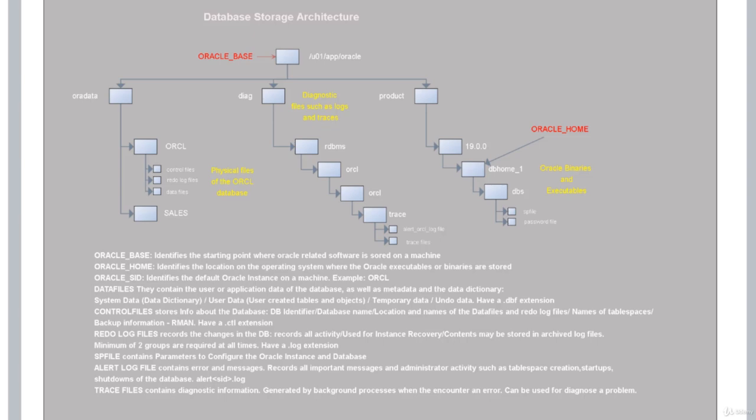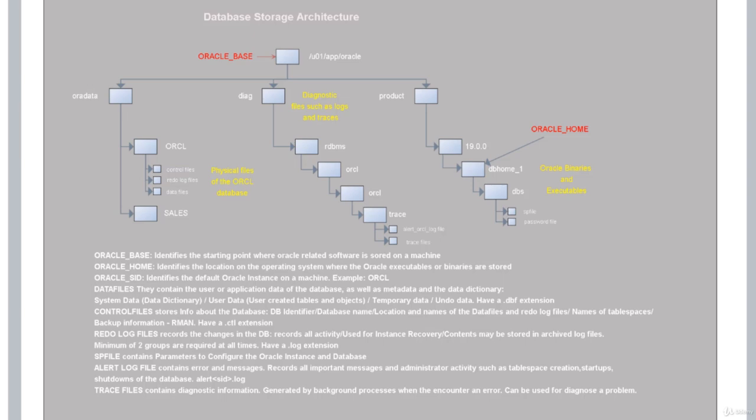/u01/app/Oracle. Under Oracle base, there is directory Oradata. The Oradata contains subdirectories that have names corresponding to the database on the server machine. If there are two databases on this server, for example ORCL and sales, Oradata would contain two subdirectories like on this image. Each of these subdirectories will contain the physical files of the corresponding database.